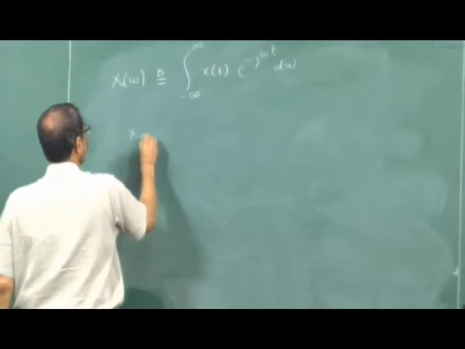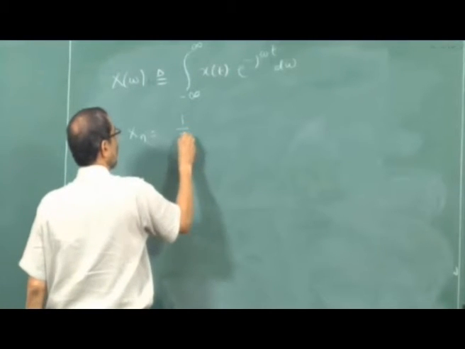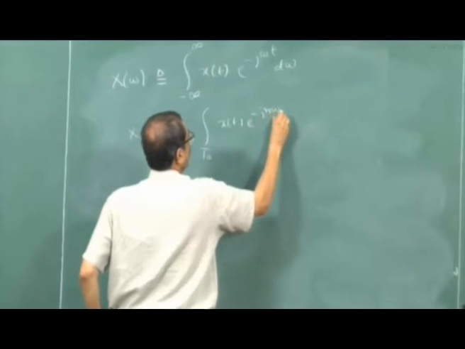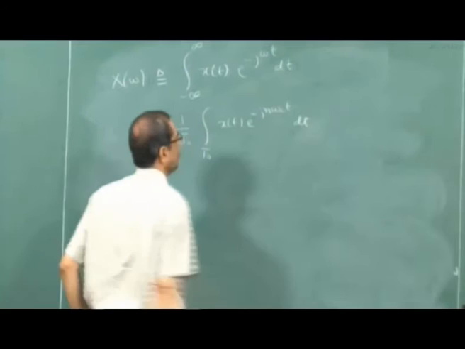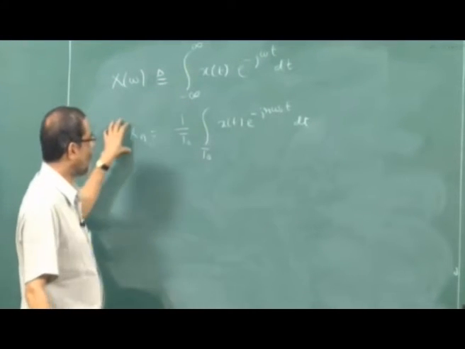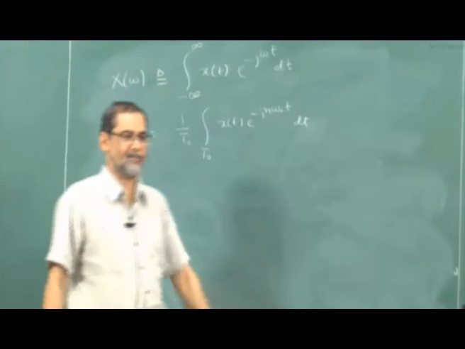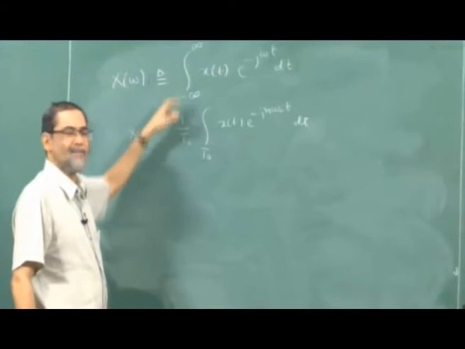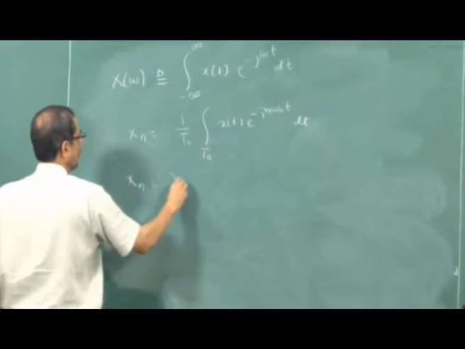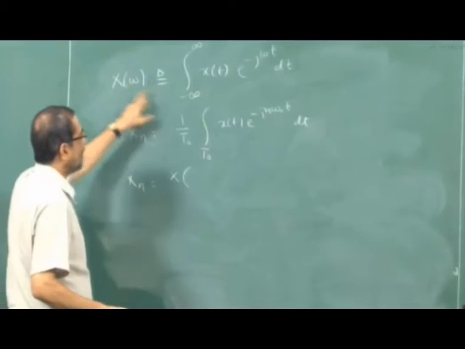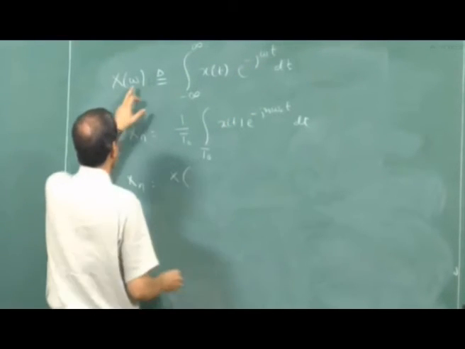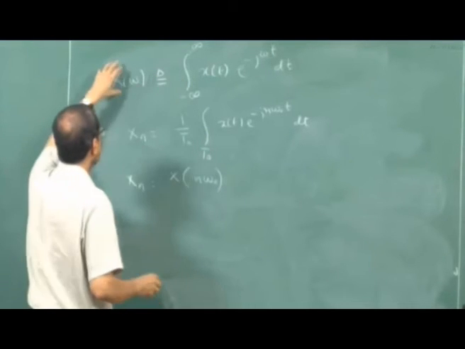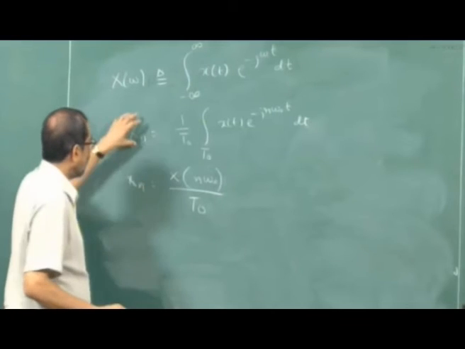And if you recall, xn of the periodic signal was defined as 1 by t naught, integration over t naught, x of t e to the power of minus j n omega naught t dt. Compare the two definitions. This is what I know from before, this is what I am doing for the first time. You can see there is some similarity. So xn can be thought of as x of omega, if you replace omega by n omega naught. There is a 1 by t naught here, and there is no t naught here. So this divided by t naught gives me xn.